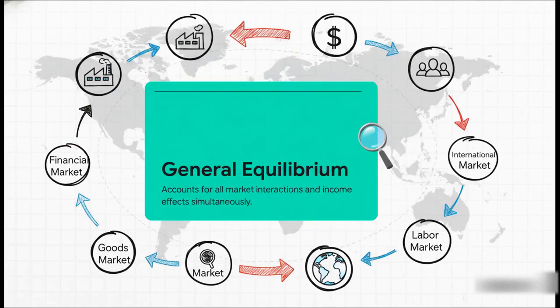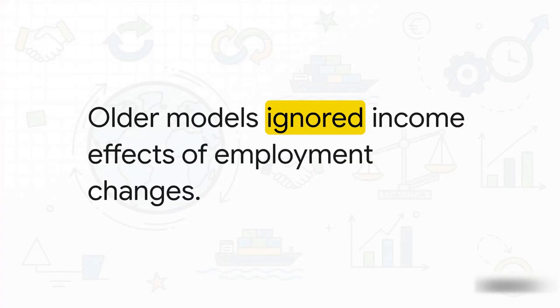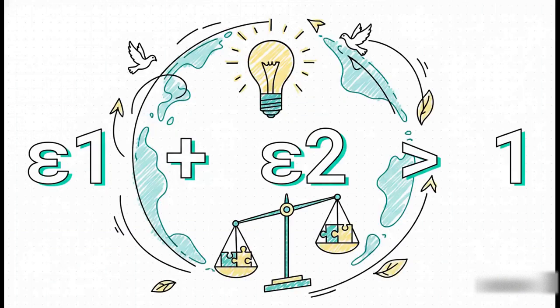His secret? Shifting to a general equilibrium approach. This lets us see how all markets interact simultaneously. You see, older models totally ignored how employment changes affect income, causing some massive economic confusion. Jones completely bypassed all that mess with this incredibly elegant, simple mathematical solution.